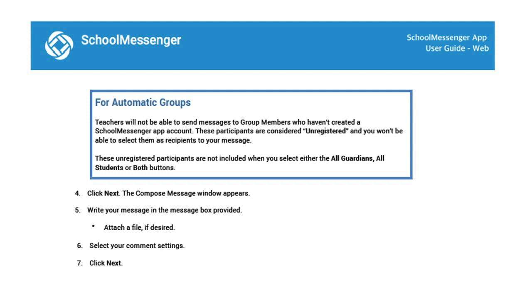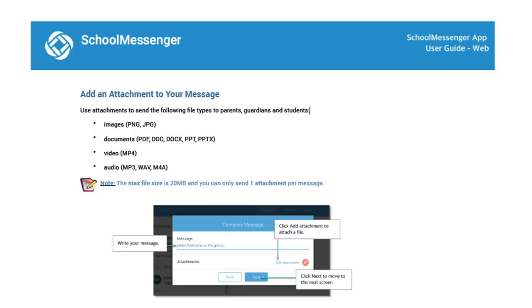Now, write your message in the box provided. You can attach a file if you wish. We'll show you that in a moment. Select your comment settings and then click Next. Again, you can add an attachment to your message. They can be images such as PNG or JPEG files, documents such as PDFs or docs or PowerPoints, videos like an MP4, and audio like an MP3 or a WAV file. However, the maximum file size is 20 megabytes and you can only send one attachment per message.